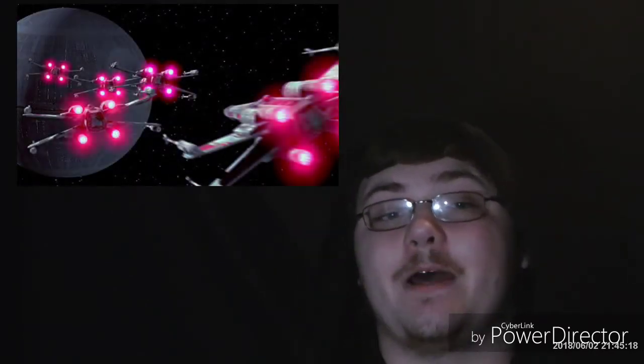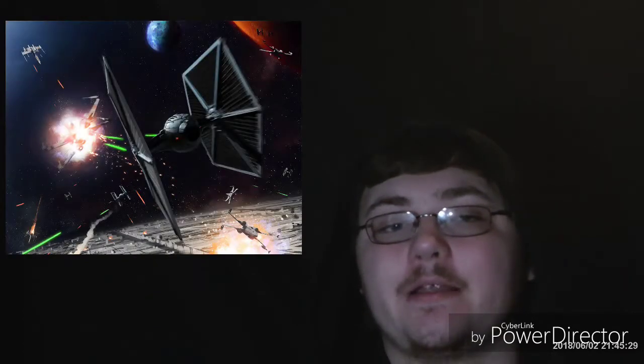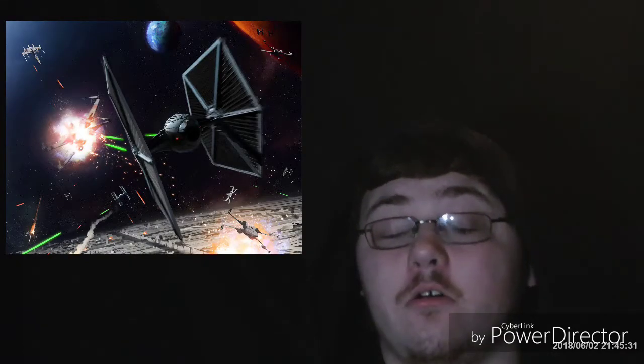And lastly, the Battle of the Death Star. What can I say about this? I mean, we've got the great lines between the many wings of X-Wings. This is the first time we actually get to see an X-Wing and TIE fighter battle.